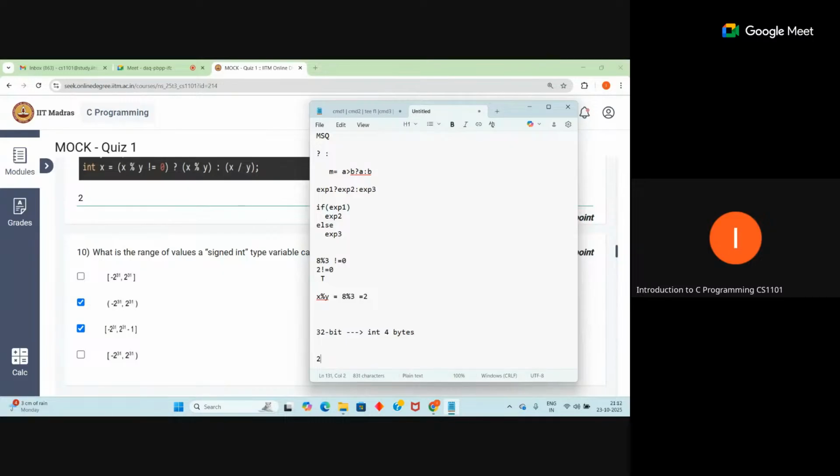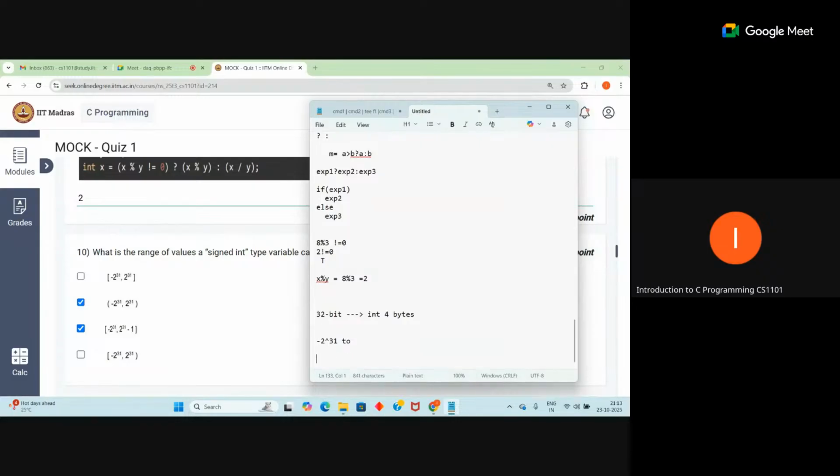So how big a number can you represent? 2 power 31 is the biggest number that you can represent. So the numbers will range from the negative to the positive side, minus 2 power 31 to 2 power 31. We have to take 0 also. The 0 is always considered on the positive side only.